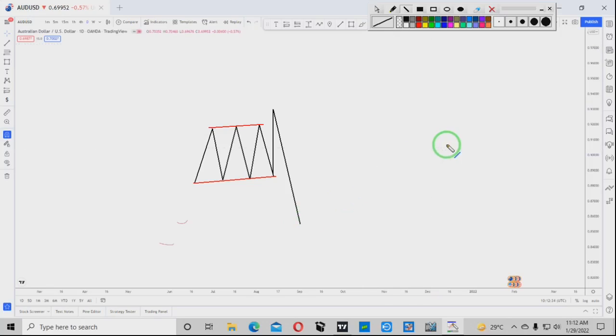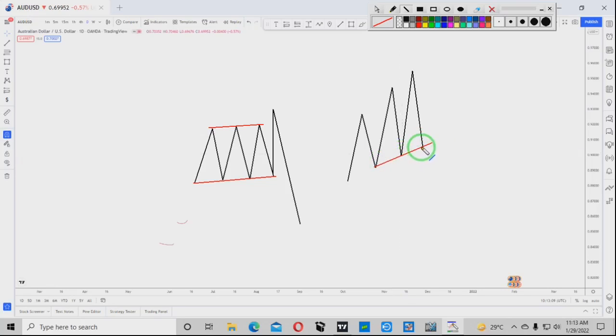Now, the second type of liquidity I want you to understand is the trend line liquidity. Price is making something like this. And the retail mindset will say this is a strong trend line. Price has touched the trend line once, twice, and thrice. They say this is a very strong support, trend line support.